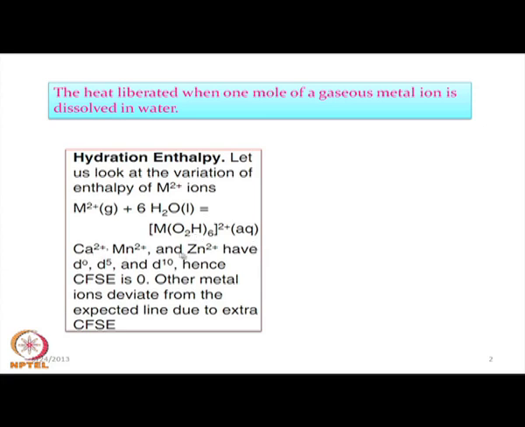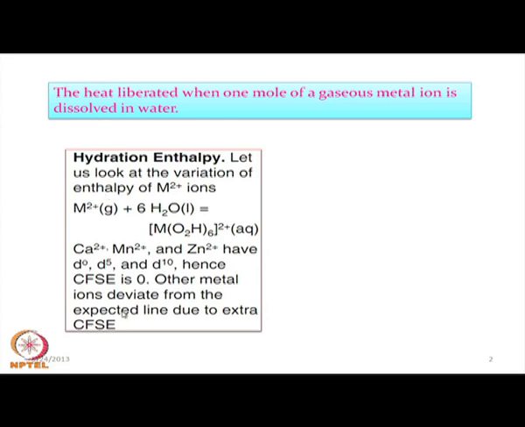And likewise, what we have seen just now for the lattice energy, the calcium, manganese and zinc in bivalent states have the corresponding no electron, half filled and full filled d electron configuration, having no contribution in terms of the corresponding CFSE, but the other metal ions do deviate from this extra CFSE gain due to the presence of some odd or even number of d electrons in their orbital. So, that means apart from these metal ions, other metal ions will contribute towards the hydration energy in terms of its CFSE contribution.